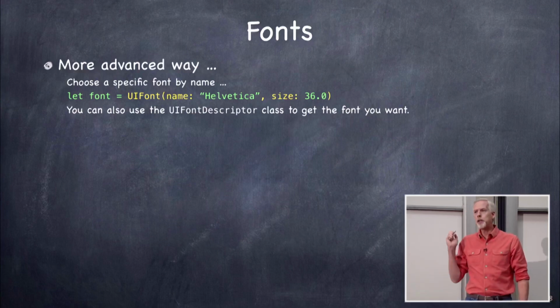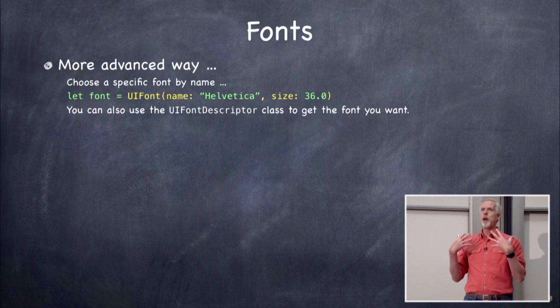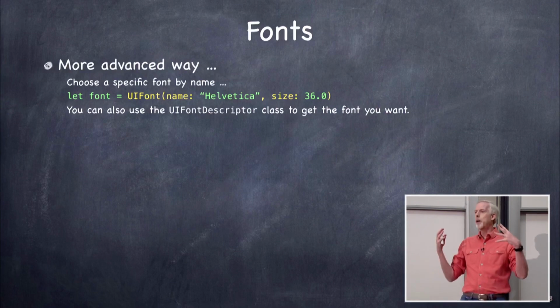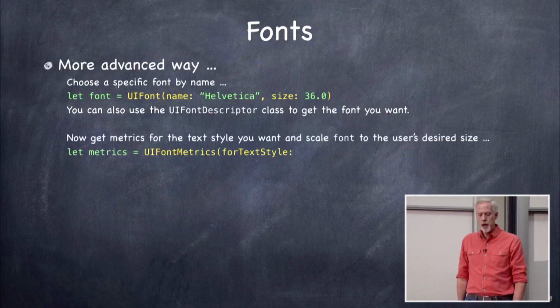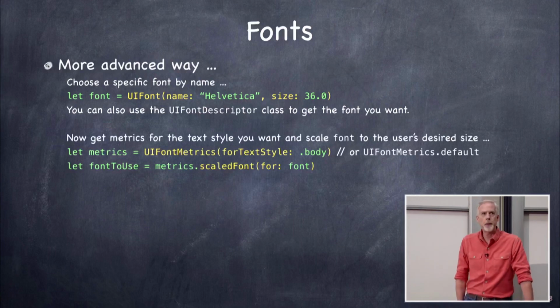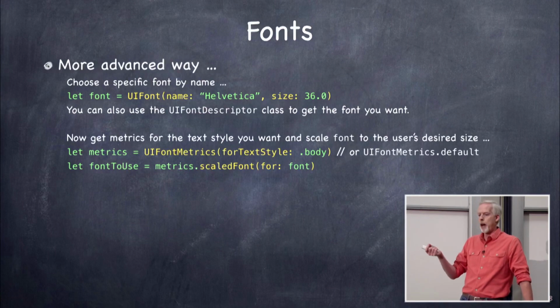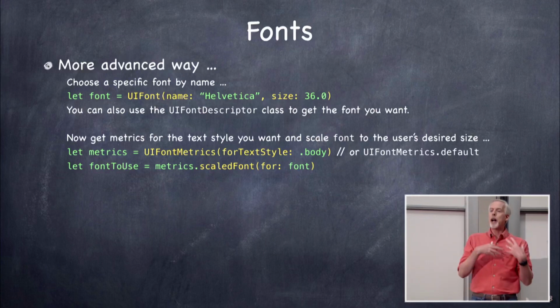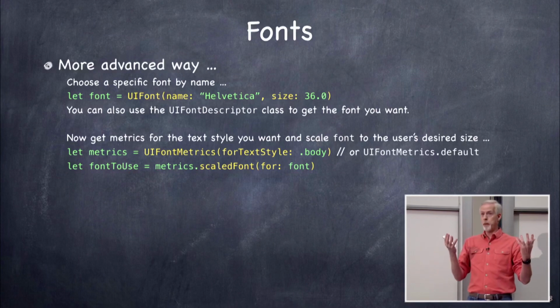But if you do your fonts this way, when I go into my settings and make my font bigger, you still want your font to get bigger. And look what size font this is, 36. It's fixed. So I need to somehow scale this font up if the user has put their slider to bigger. And the way you do that is with font metrics. You create a UIFontMetrics object for the text style, body, footnote, caption, whatever. And then it has a very cool method called scaledFont. You give it a font like Helvetica 36, and it will give you back a new font, Helvetica 42 maybe, that's scaled based on what the user said.